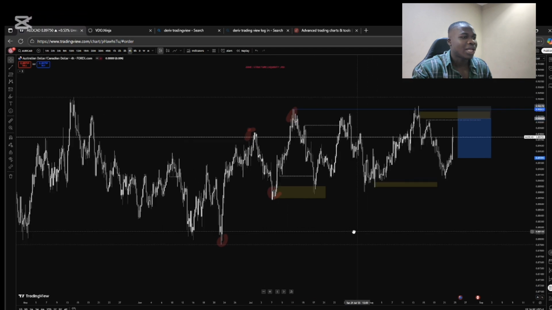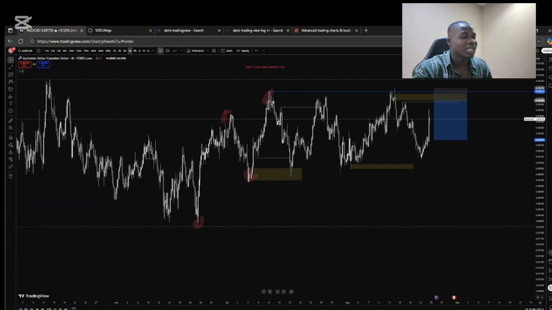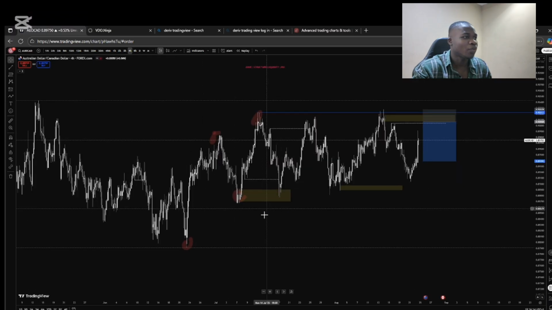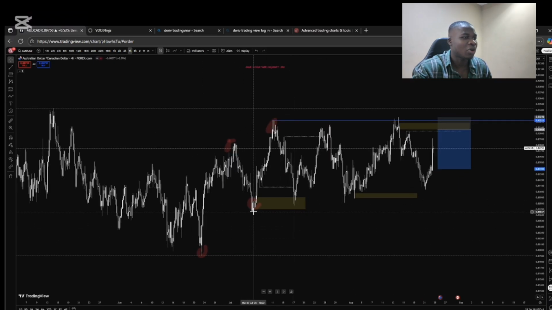Now I told you that for you to figure out a very, very strong forward, it has to sweep at least one or two internals, lead to break of structure, then protect itself with some sort of liquidity. And that's exactly what this 4-hour low did.